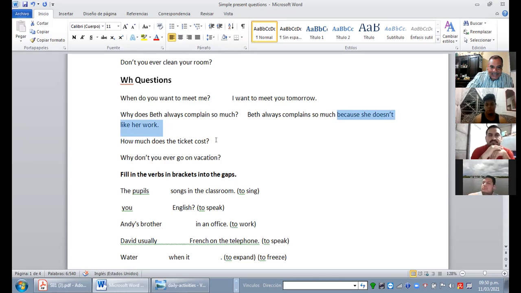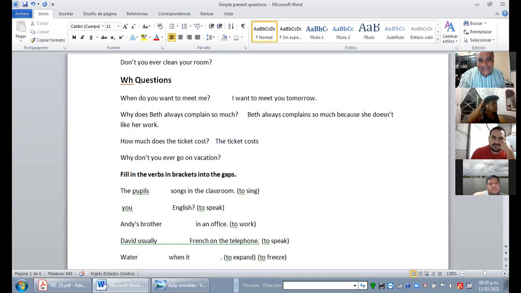How much does the ticket cost? ¿Cuánto cuesta el ticket? Entonces, ¿cómo sería la respuesta completa? The ticket costs. Y mire, como estamos hablando del ticket, que es singular, costs. $1. The ticket costs $1. Ahí no se utiliza el verbo. Por ejemplo, the ticket cost is $1. Sí, pero aquí estamos diciendo el ticket cuesta $1.